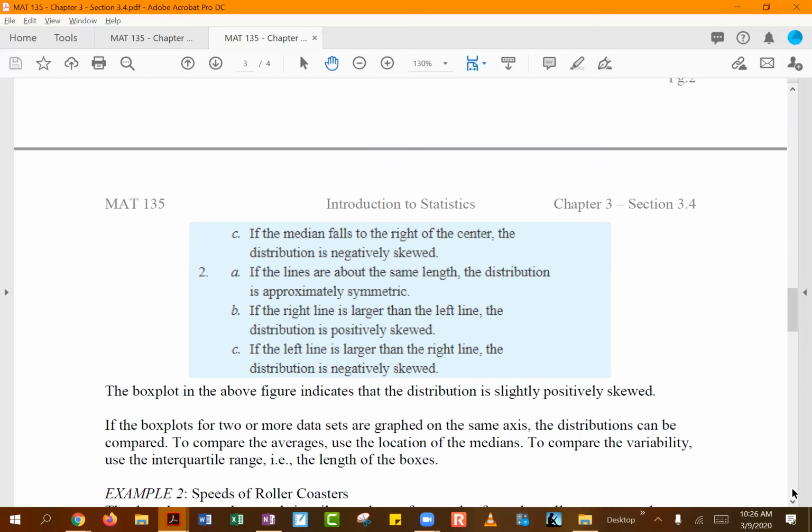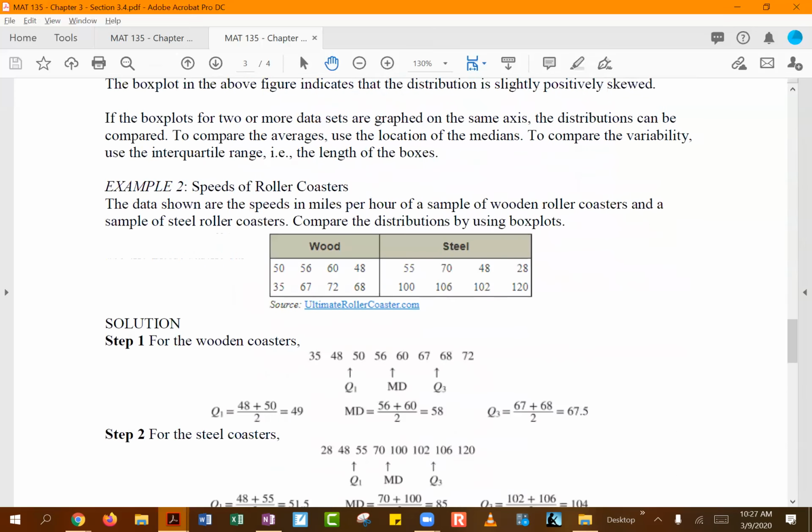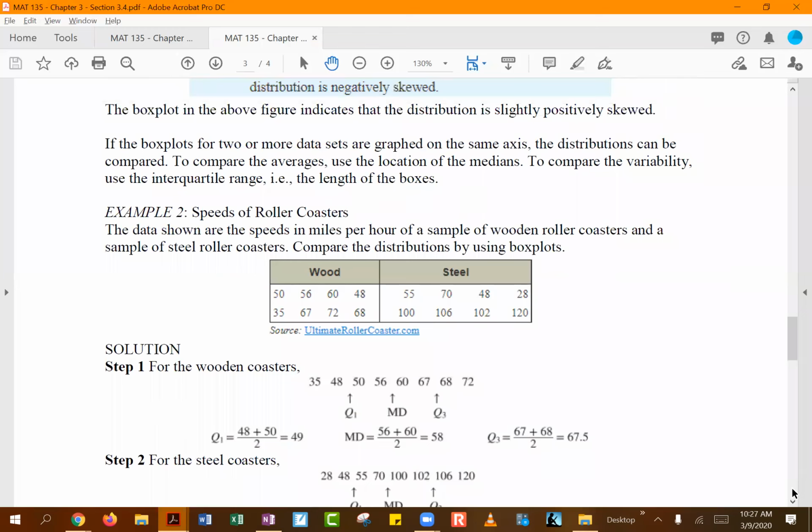And then same thing with the length of those horizontal lines. If they're about the same length on both sides, we can see our distribution is approximately symmetric. If the line to the right is larger than the line to the left, again, positively skewed. If the left line is larger than the right one, it's negatively skewed. So you should be looking at the distribution of these data sets also.